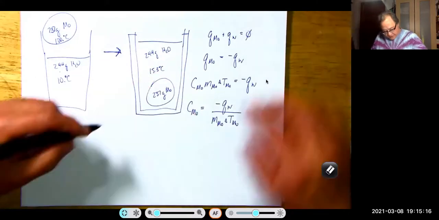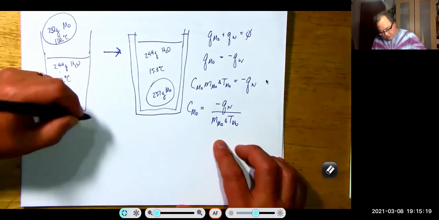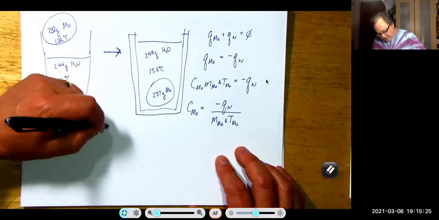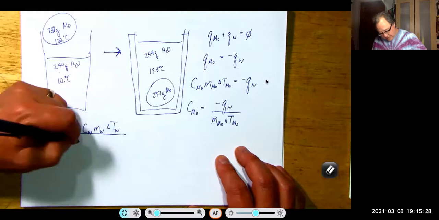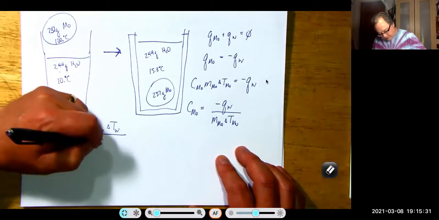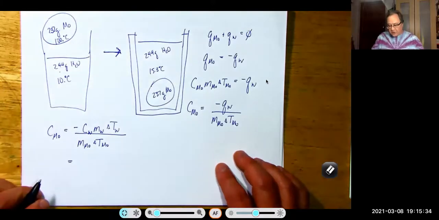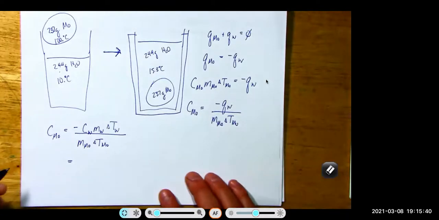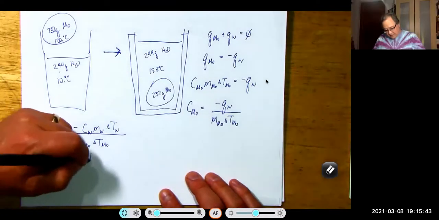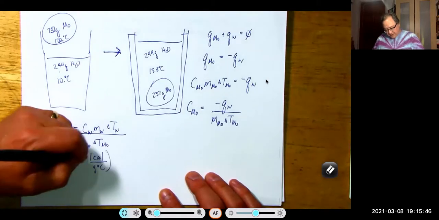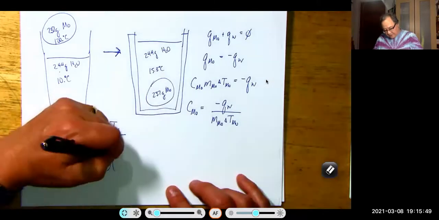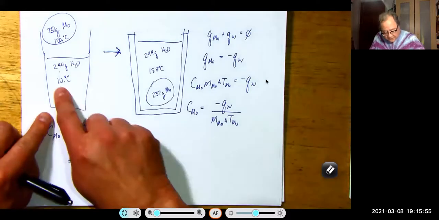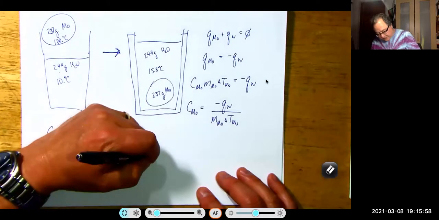And then when we expand this, we get, for negative Q of the water, negative specific heat capacity of the water, mass of the water, change in temp of the water, over mass of the molybdenum, change in temp of the molybdenum. So this is one where it's probably easier just to combine the two together and get this nice little equation. Okay. So the specific heat capacity of water, 1 calorie per gram degree Celsius. The mass of the water, 244 grams. Change in temp of the water, it's going to be from 10 to 15.3, which is 5.3 degrees Celsius, right?